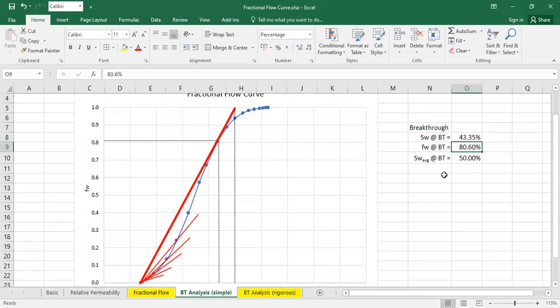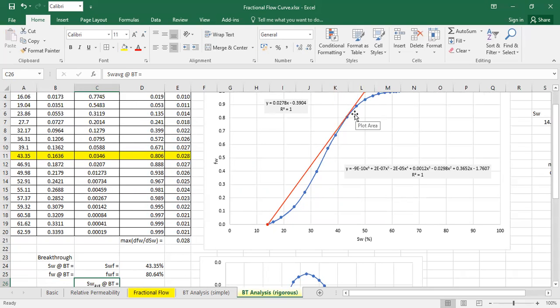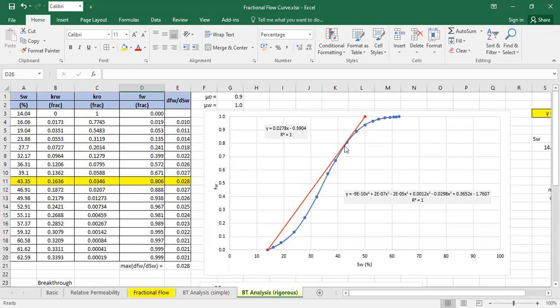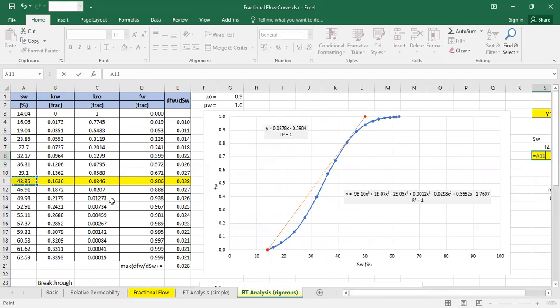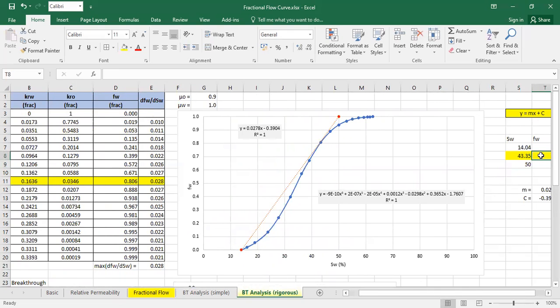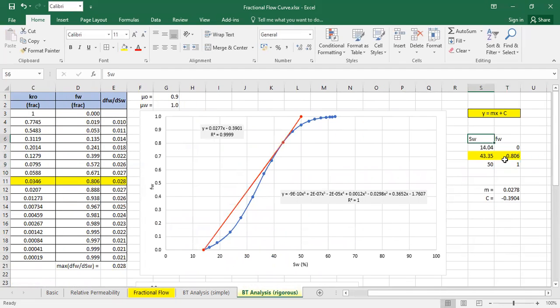Okay, and what about water saturation, average water saturation behind the front? Okay, behind the front at breakthrough, then we need to construct a more detailed line. To get this point, we need to correct this line first. So now, because we already have a true value, I can insert here Sw is 43.35 and fw is 0.806. Okay, and I will make it like this. Make it bold.